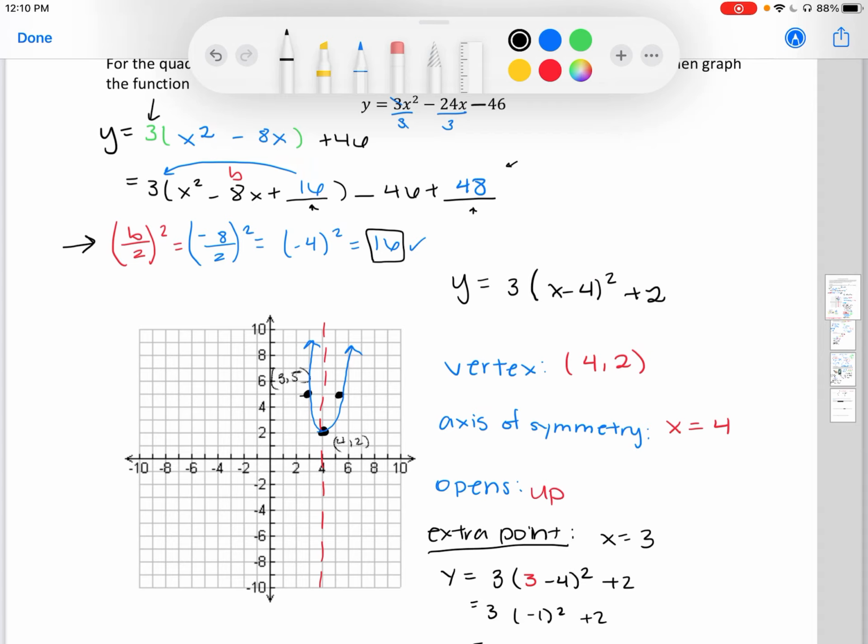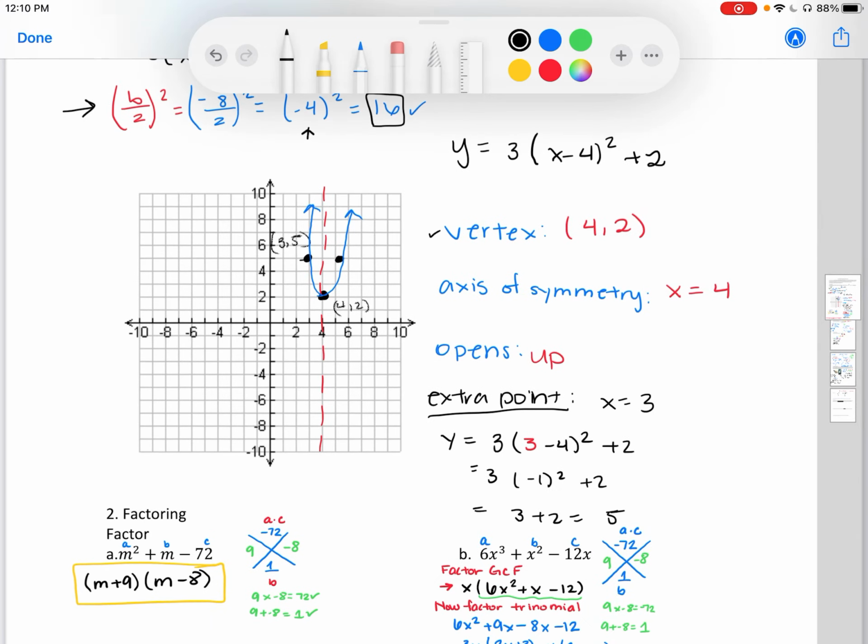All right, so we get y equals 3 times x minus 4 squared plus 2. Remember that you had to factor this new trinomial to get here with that x minus 4 squared. And remember, it's always the opposite of the number you get before you square it. And it kind of is a helpful cheat way. Please label your vertex, your axis of symmetry, and state whether it opens up or down.